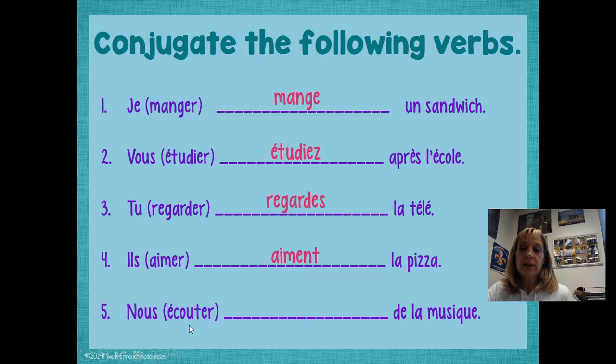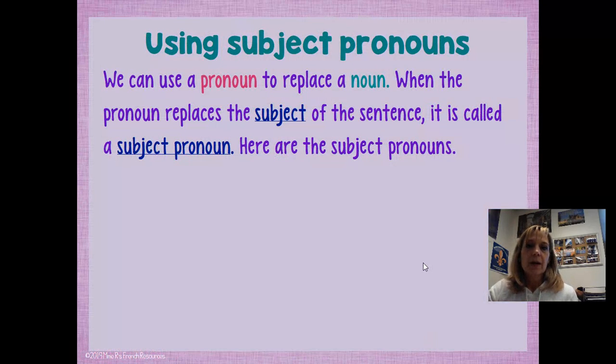Nous, and we have écouter de la musique. Conjugate écouter for nous. Et voilà, so we cut off the er and add ons for nous. Nous écoutons de la musique. Bravo, très bien, bravo. Okay.